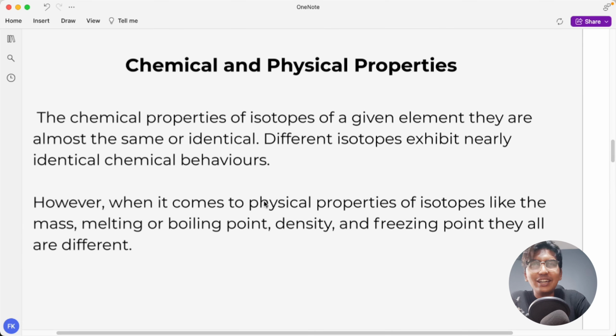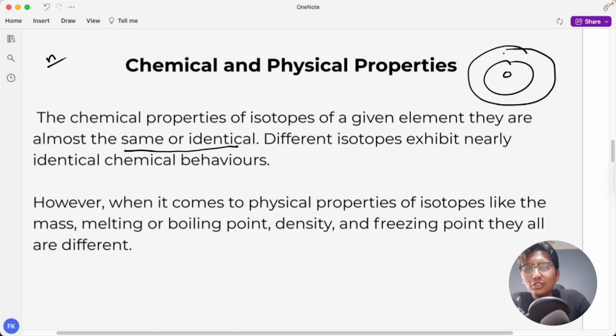Let's look at the physical and chemical properties of isotopes. The chemical properties of isotopes of a given element are almost the same or identical. Why is that? Have you ever thought about it? Just giving it a definition. Look, in isotopes, the neutron number increases, right? Neutron number has no role in chemical reactions, right? Chemical reactions occur because of the electron number in the outer shell, right? In isotopes, the proton number and electron number remain the same, so the reactivity of the element is the same. So that is why it has the same chemical properties.